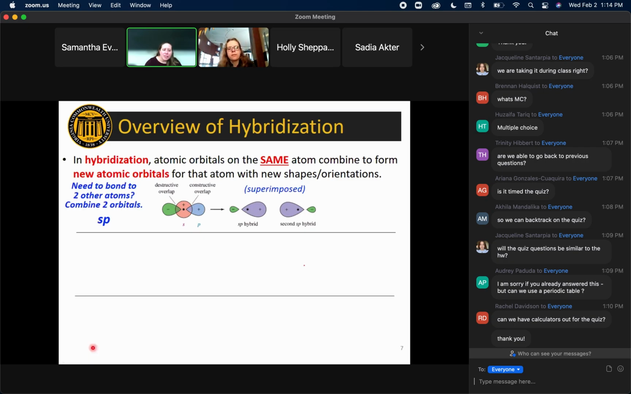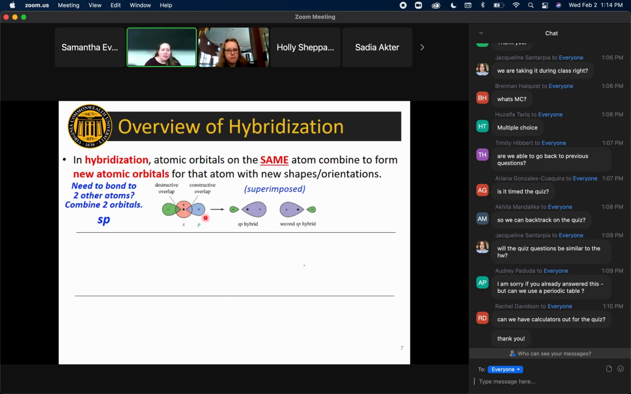So SP hybridization is what happens when you have an atom that needs to create bonds to 2 other atoms. And so in order to create bonds to 2 other atoms, we're going to need 2 orbitals for those bonding interactions. So we're going to take 2 orbitals to create our hybrid orbitals, the s orbital and the p orbital.